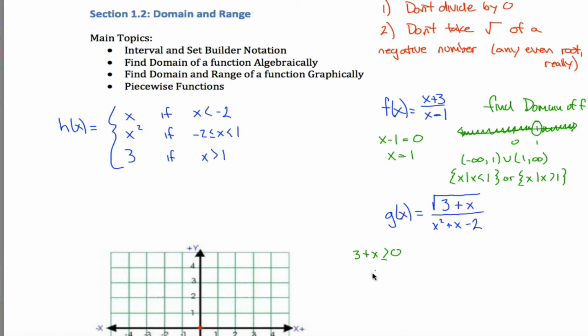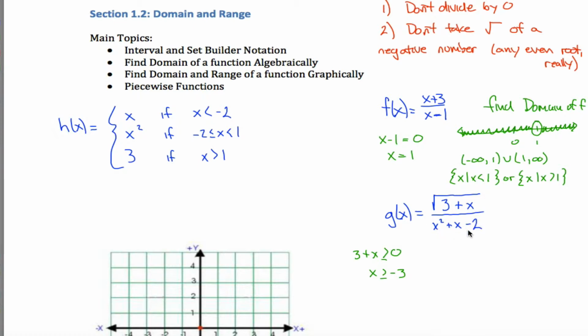So now I got to solve this inequality. I could subtract 3 from both sides and get x is greater than or equal to negative 3. But that's not everything. This is part of my domain. This is one restriction on my domain. But I also have to make sure I don't divide by 0. Well, what numbers will make you divide by 0?